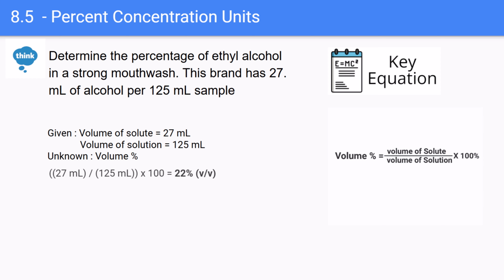Regardless though, here, we have our information. We're simply just going to plug in and solve. So we're going to take 27 milliliters, divide it by 125, multiply by 100, round to 2 sig figs. We end up with 22% by volume of alcohol in mouthwash. Pretty straightforward there, all right? Let's keep rocking and rolling.